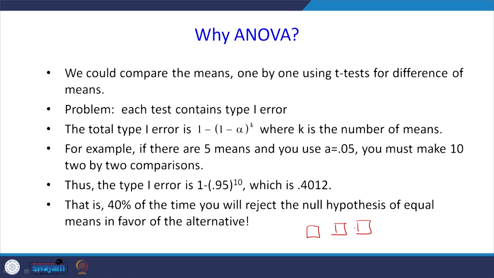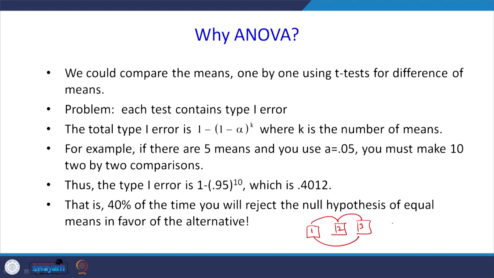There is a possibility you can compare 1 and 2, suppose this is 1, this is 2, this is 3: you can compare 1 and 2, 2 and 3, and 1 and 3. There are 3 comparisons, but we will not go for that because there is a reason, I will tell you. We could compare the means one by one using the t test of difference of means, but each test contains type 1 error. So the total type 1 error is 1 minus (1 minus alpha) power k, where k is the number of comparisons.